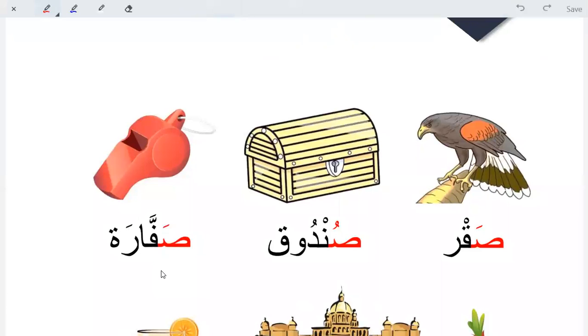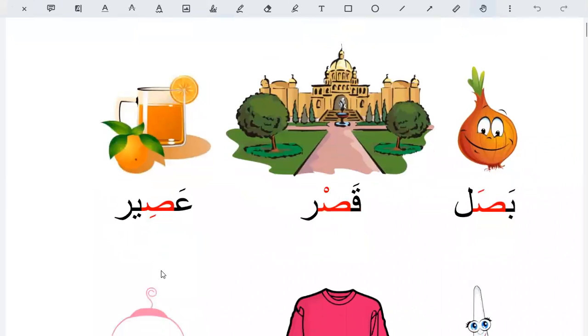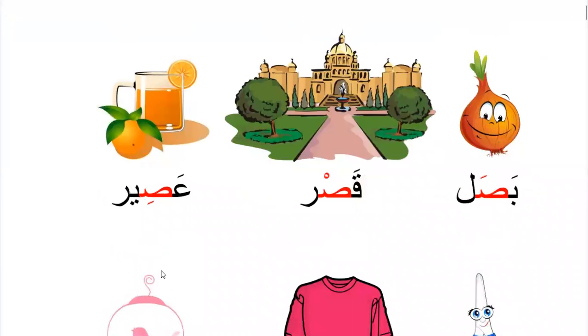Do you know what is falcon? Yes, falcon. Good. Next. Sunduk. Box. Good. Safara. Whistle. Good. Basal. Turnip. Onion. Basal means onion. Okay.